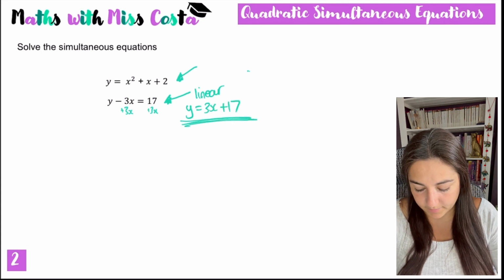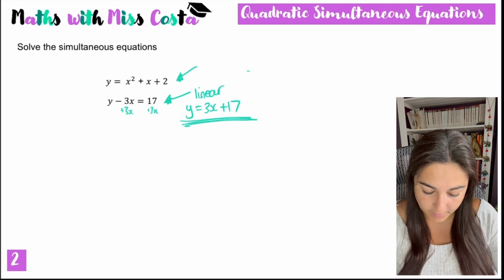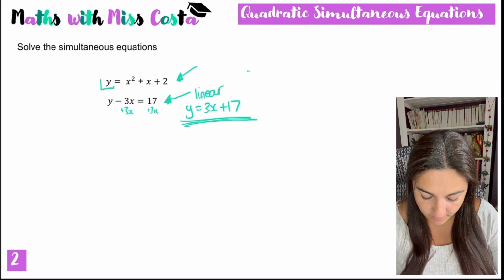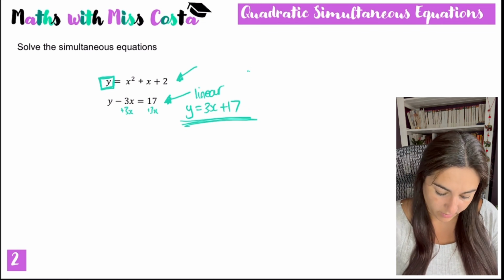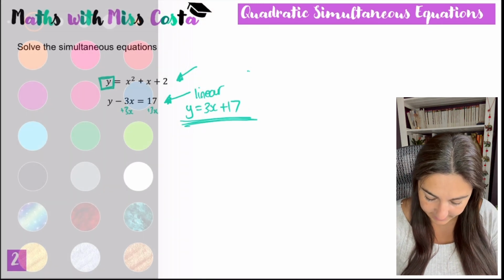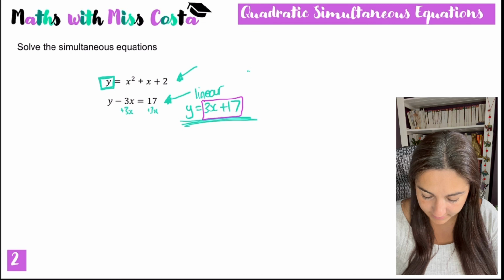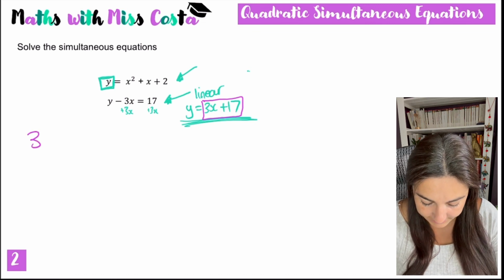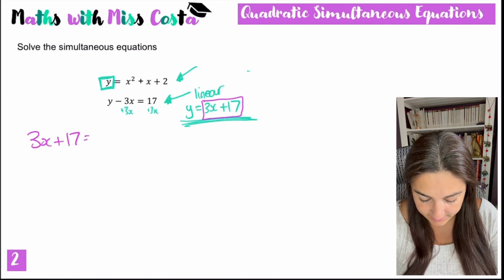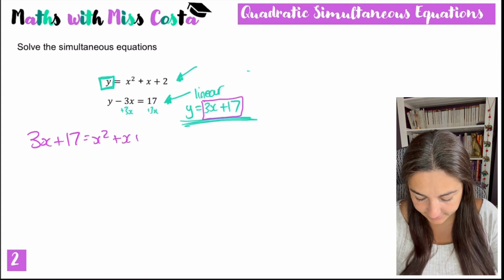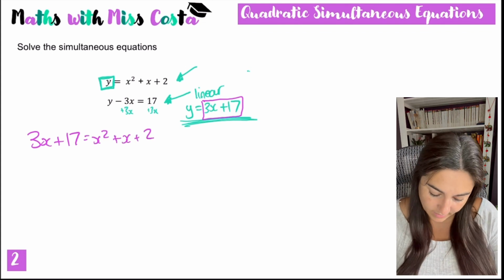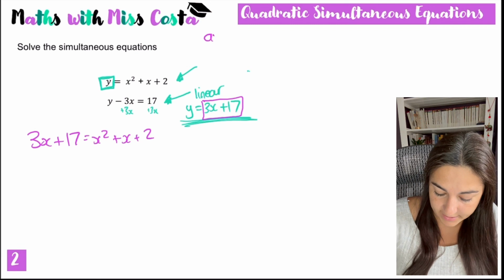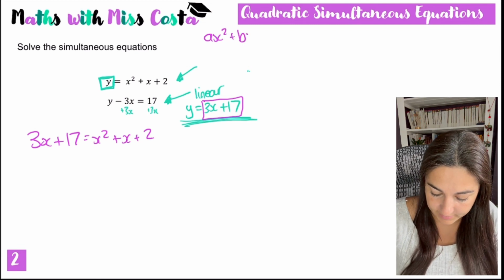Now that we've got that with a subject, we substitute it into our quadratic. So wherever I see a y, I am going to write 3x plus 17 because I've rearranged it to figure out that y must equal this. So I'd say 3x plus 17 equals x squared plus x plus 2. Rearrange that to get it into the quadratic form, which is ax squared plus bx plus c equals 0.